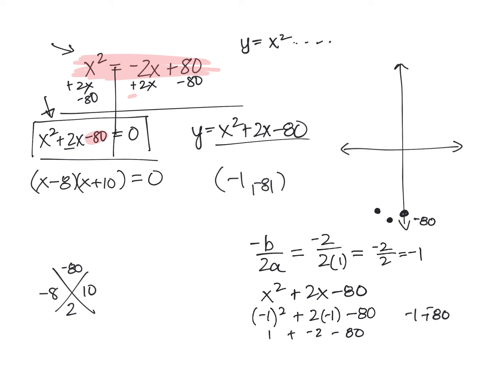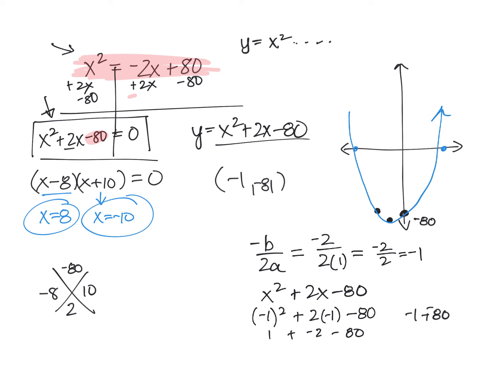So now to find my x-intercepts, or the solutions to this original equation, if I plug in an 8, that would make that equal 0. And if I plug in a negative 10, that would make that equal 0. So there are my two x-intercepts. So I would have to go to 8 and negative 10. Now I have my parabola, which is good.